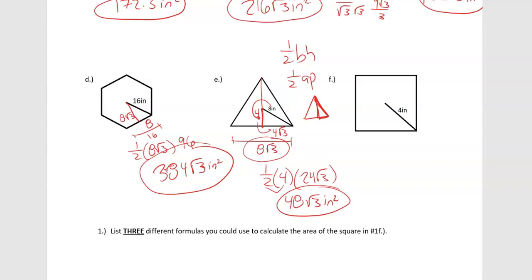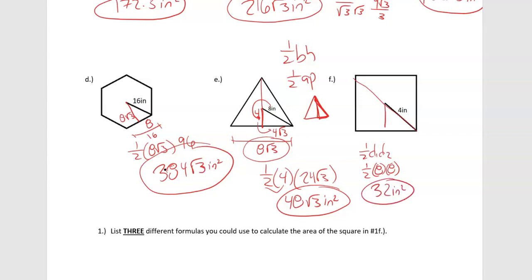Now on this one, there's multiple ways to do it. I'm going to be lazy and efficient and use the 1/2 diagonal 1, diagonal 2. If I did that, 1/2 diagonal 1 is going to be 8. Diagonal 2 is going to be 8. And you have 1/2 of 64. That gives you 32. So the answer, without any radicals needing to be used, is 32 inches squared.